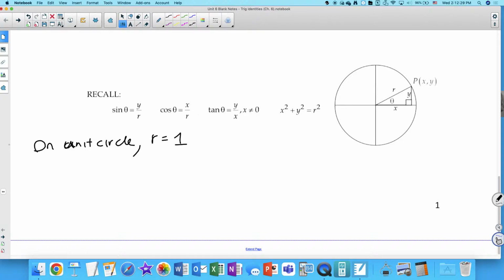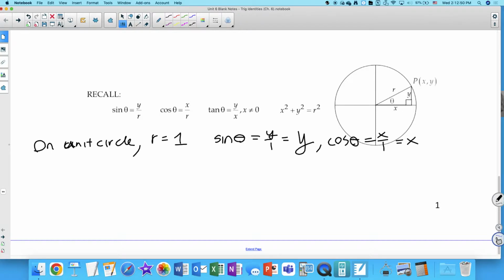Okay, so r is equal to 1. Sine theta is y over 1, which is just y. And cosine theta is equal to x over 1, which is just x. Nothing new here. We have seen this all before.